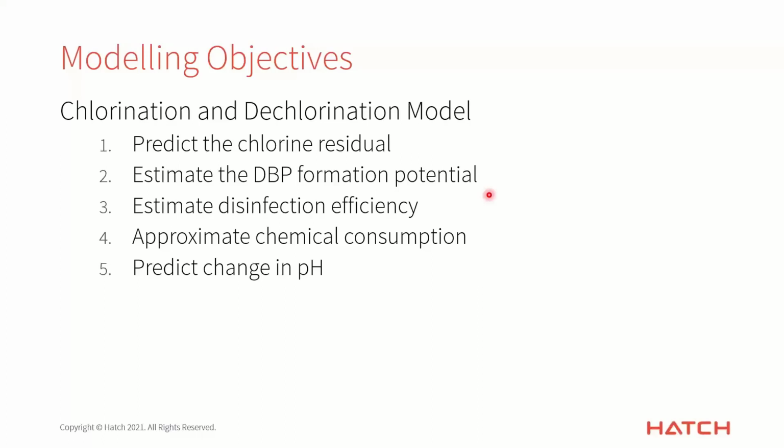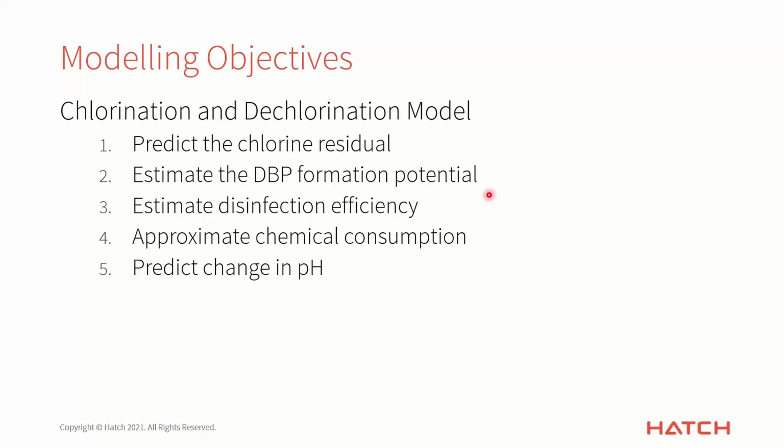All right, so now into the modeling objectives. Basically, we've built a model in GPS-X that we believe captures the main processes and effects of chlorination and dechlorination. These are the processes and outcomes that we think are important for a chemical disinfection model to be able to predict. These are the prediction of the chlorine residual and the estimation of the disinfection byproduct formation potential. We want to be able to estimate the disinfection efficiency. We want to be able to approximate the chemical consumption, and we need the model to be able to predict changes in pH.